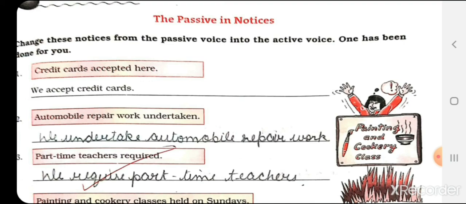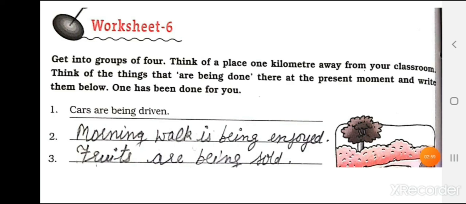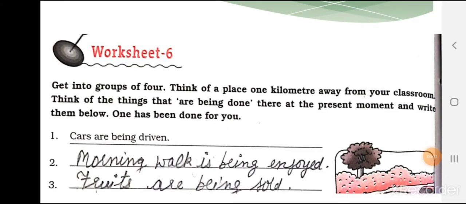Now beta, let's move on to worksheet number 6. Get into groups of 4. Think of a place 1 kilometer away from your classroom. Think of the things that are being done there at the present moment and write them below. One has been done for you. Beta, we can frame sentences like this: roads are being cleaned.